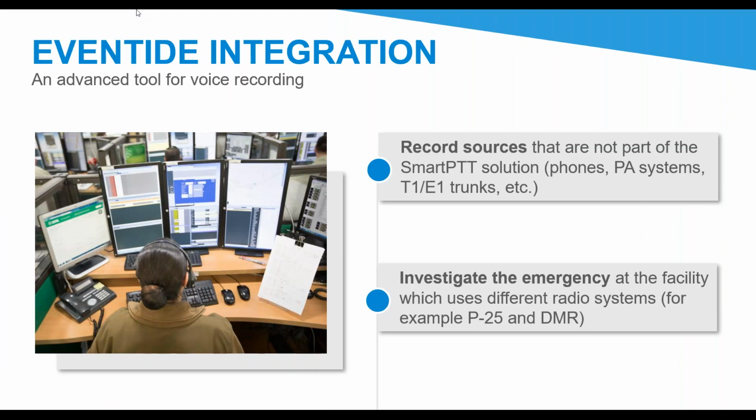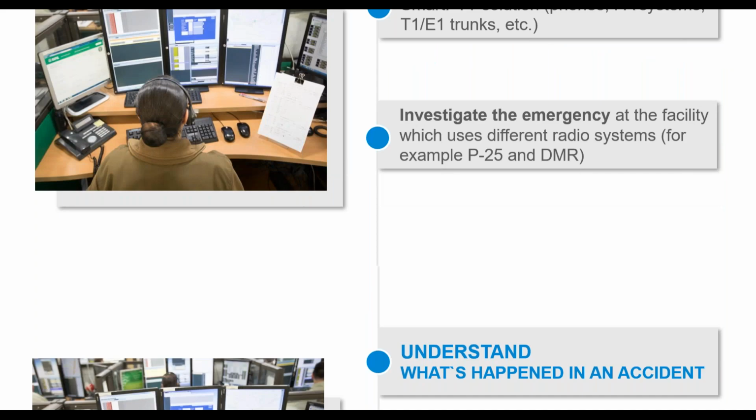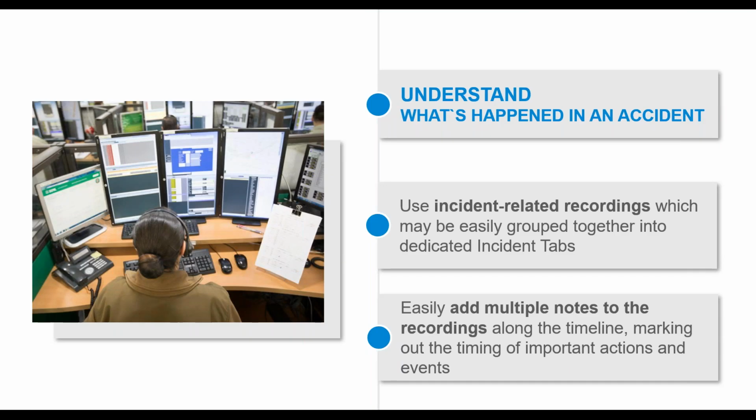As mentioned earlier, record sources can come from areas not part of SmartPTT with Eventide, and then you would be able to investigate the emergency from all these different audio sources. You would be able to see what happened by grouping all those records together in an incident tab, and then you can add notes along that incident timeline to see what happened where.